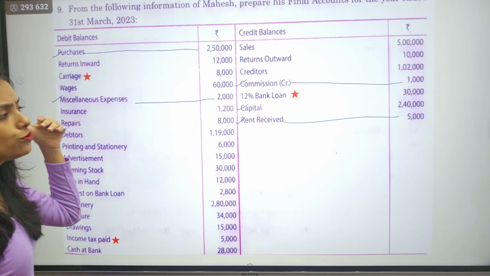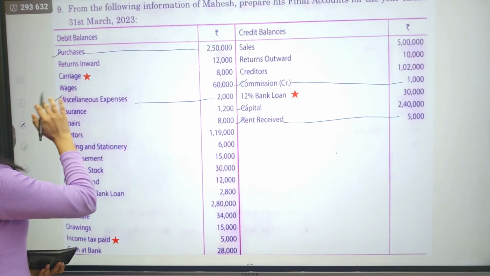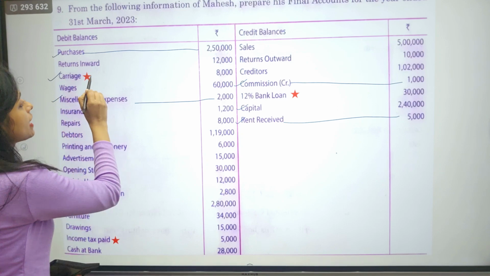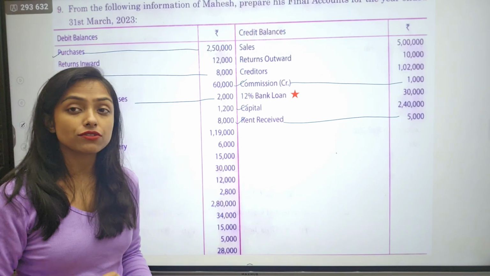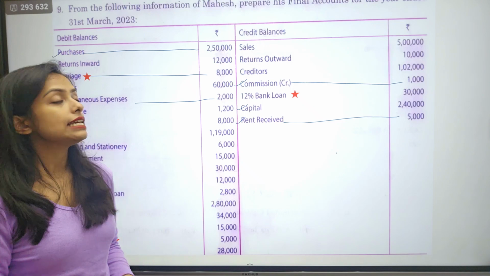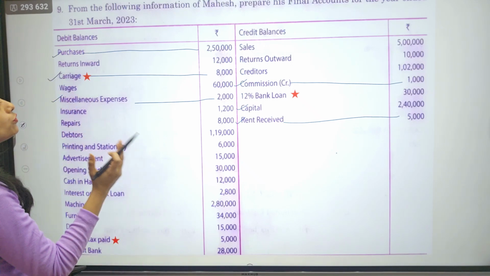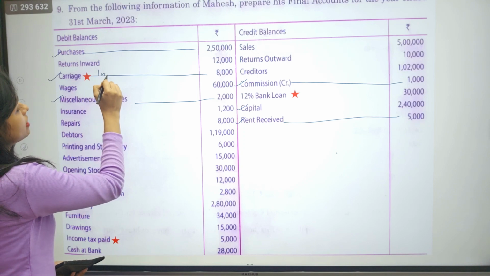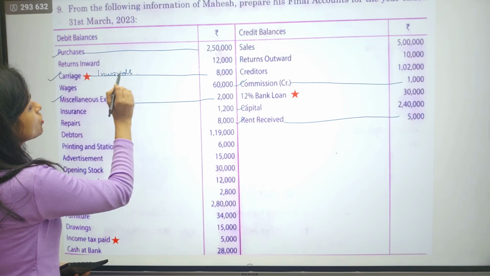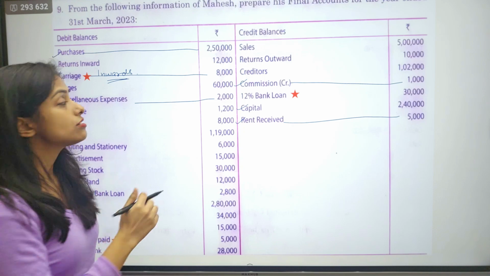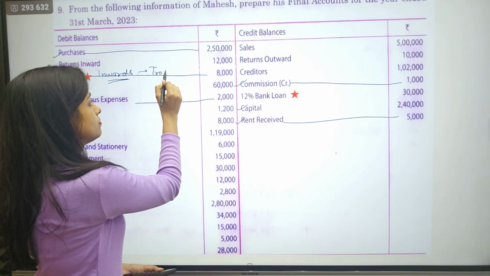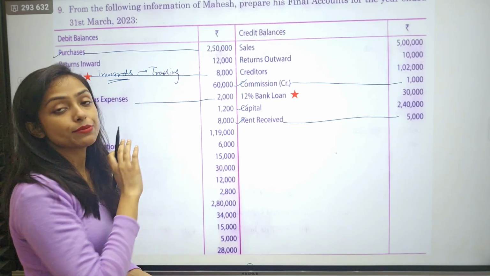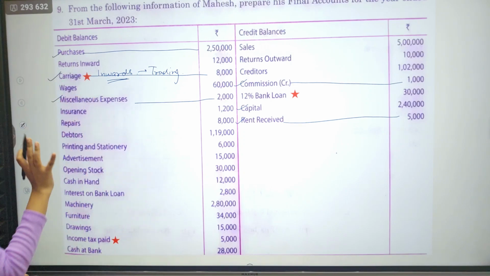Let's discuss a few new points over here. First point: sometimes they'll give you only carriage, no carriage inwards, no carriage outwards, they'll just write carriage. What are you going to do then? Always assume that it is carriage inwards only, and always treat it in the trading account. Got it? Whenever nothing is mentioned.